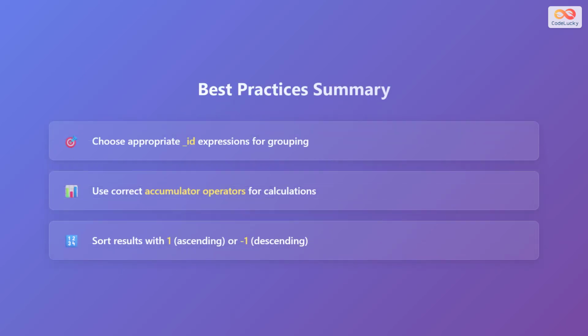Here's a quick summary of the best practices we've discussed. Choose appropriate _id expressions for grouping to ensure that your data is grouped in a meaningful way. Use the correct accumulator operators for calculations to accurately compute the desired statistics. Sort the results with 1 for ascending or -1 for descending to present your data in the most intuitive order. By following these best practices, you can create efficient and effective aggregation pipelines in MongoDB.